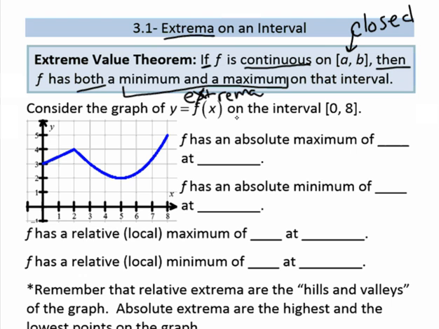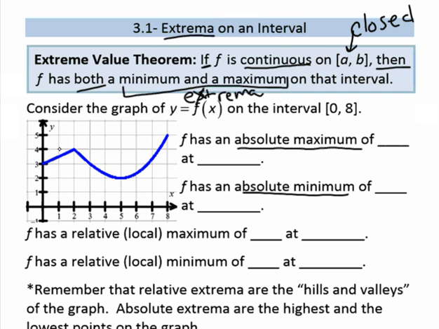Another way of saying extrema: if I just said the maximum or the minimum, then we assume that that's the absolute. But just to be clear, you can say absolute maximum or absolute minimum. It's important here to know your English very well. The absolute maximum is the y value, and it occurs at the x value. If I were to say f has an absolute maximum of, we're asking what is the height, what is the y value.